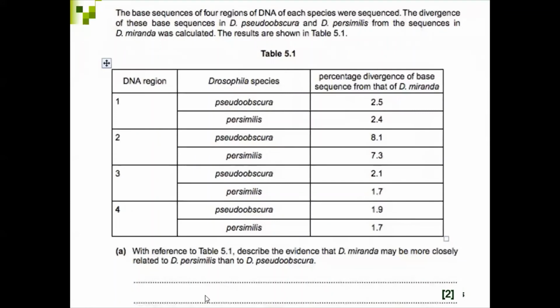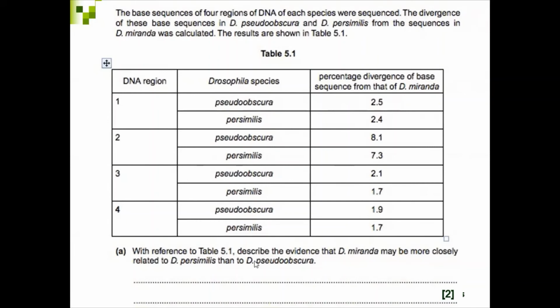They say that they have done DNA hybridization. The base sequence of 4 regions of DNA have been sequenced. The divergence of this base sequence in all these 3 species was calculated. So these are the 4 DNA regions. They are taking these 4 regions and doing DNA hybridization among all 3 species. And then this is the value for divergence. That means the differences. The larger the value, the more the difference.